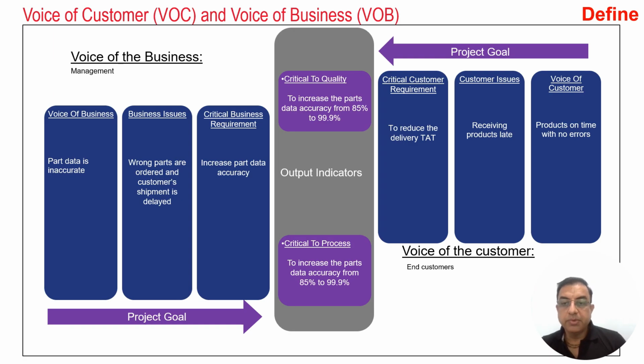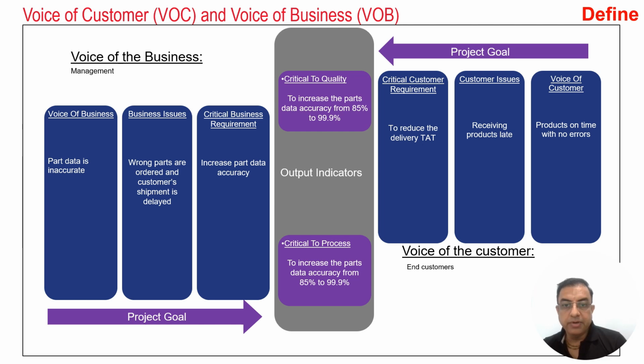If you look at the voice of the customer and voice of the business, the voice of the customer says that they need the products on time with no errors or no defects. The critical customer issue was that they were receiving products late, and the critical customer requirement was that they want to reduce this delivery turnaround time. That was the overall issue from the customer end. When they analyzed the problem of delivering late parts or components to the customers, they figured out that it is happening because some of the parts they are ordering are incorrectly ordered. That is why there is delay in production, and that is how they are delaying the overall customer's products.